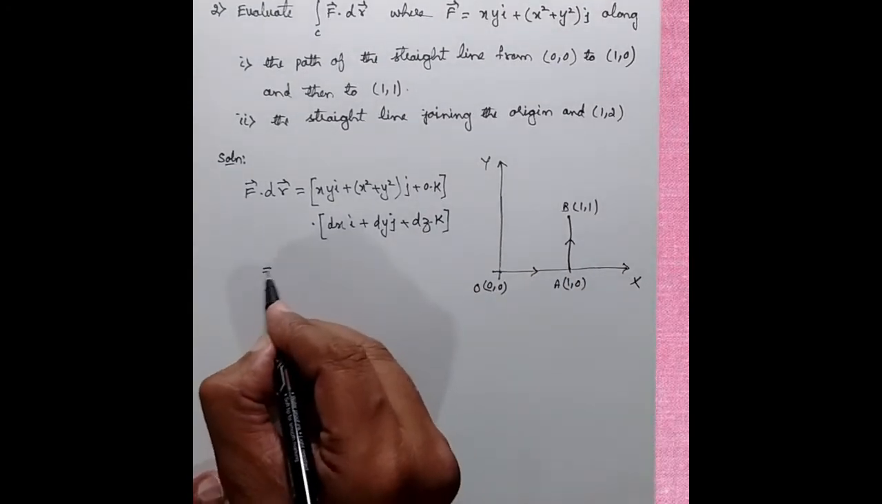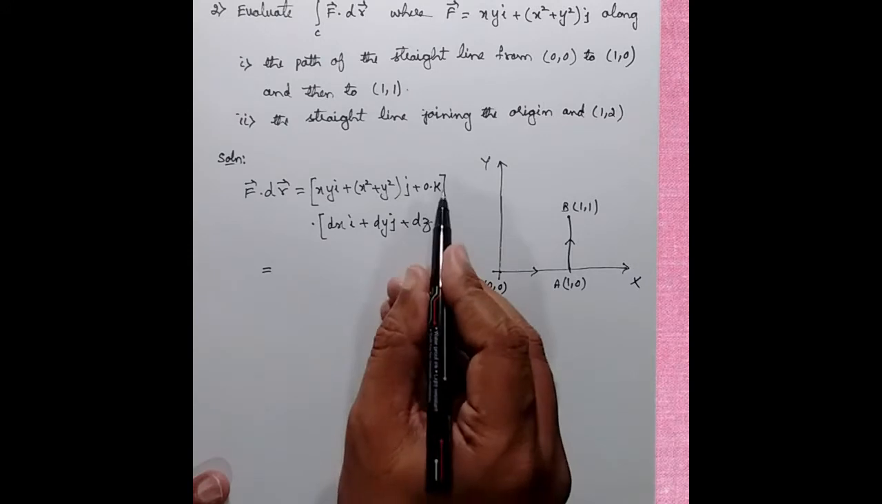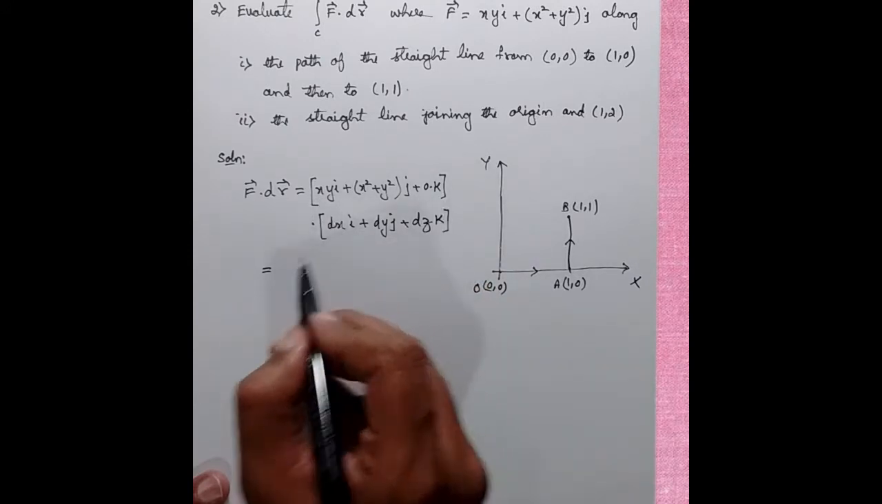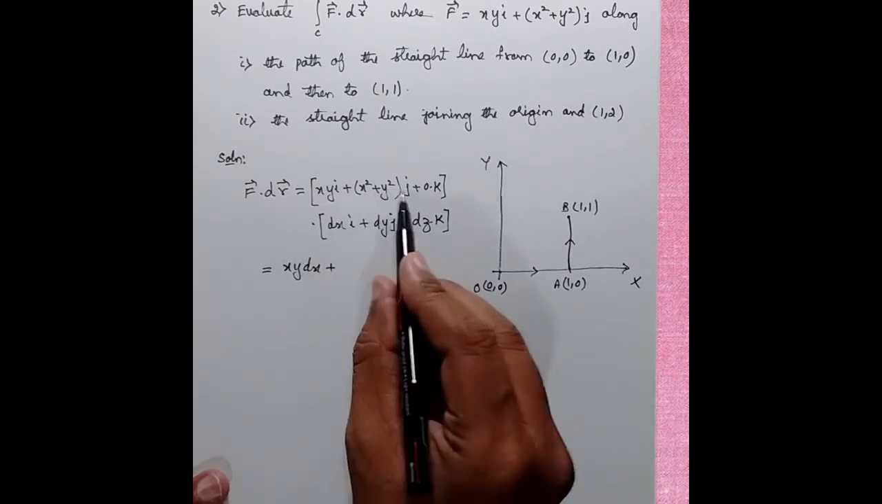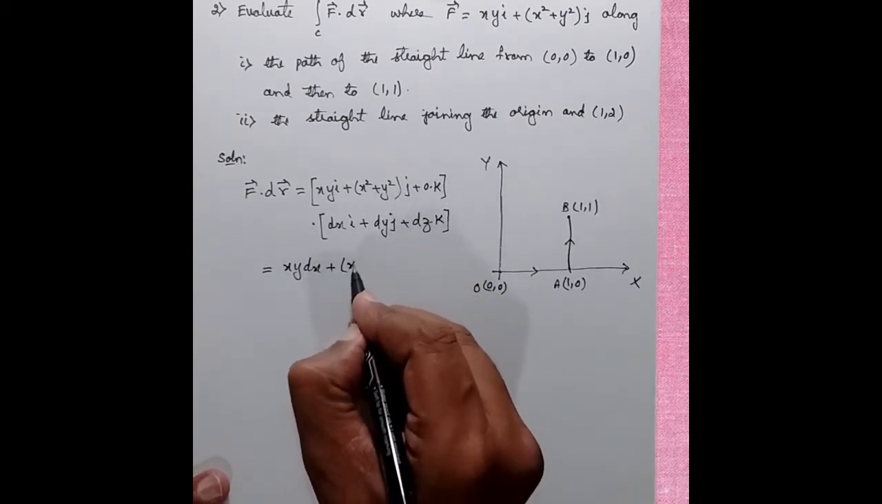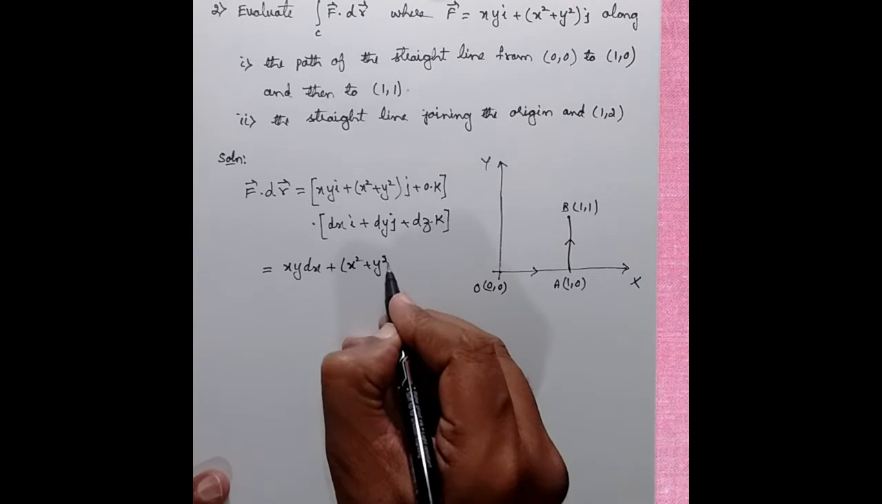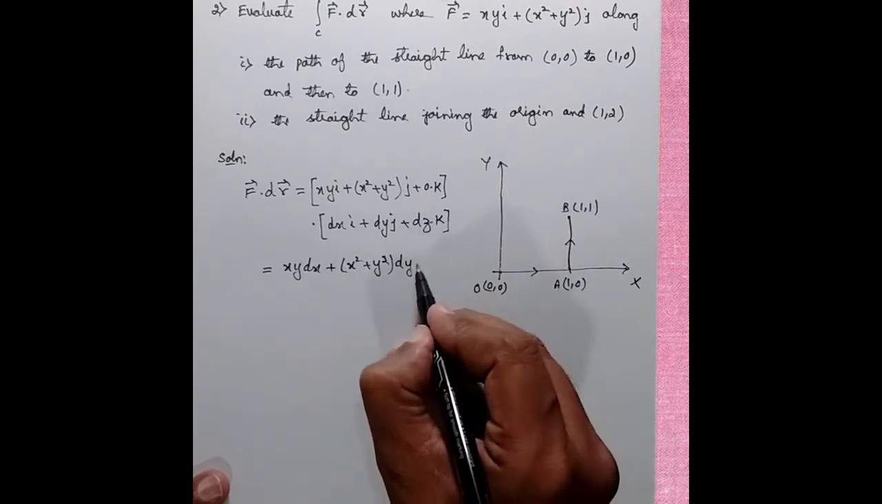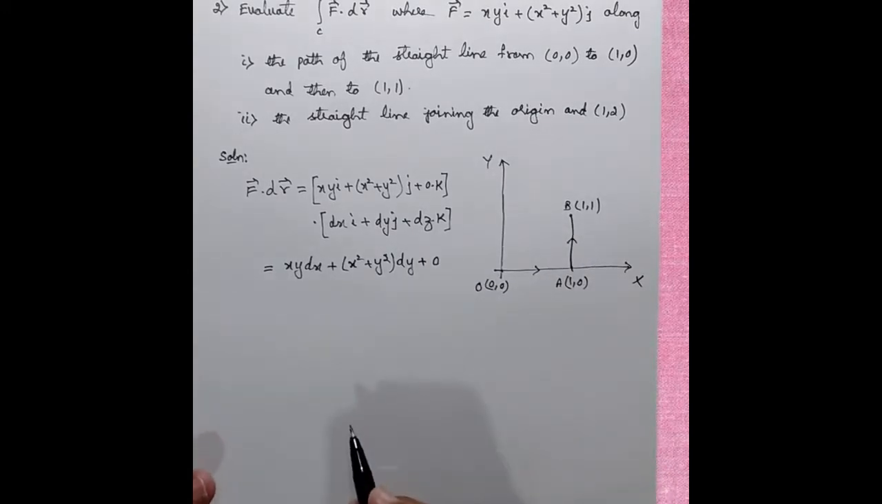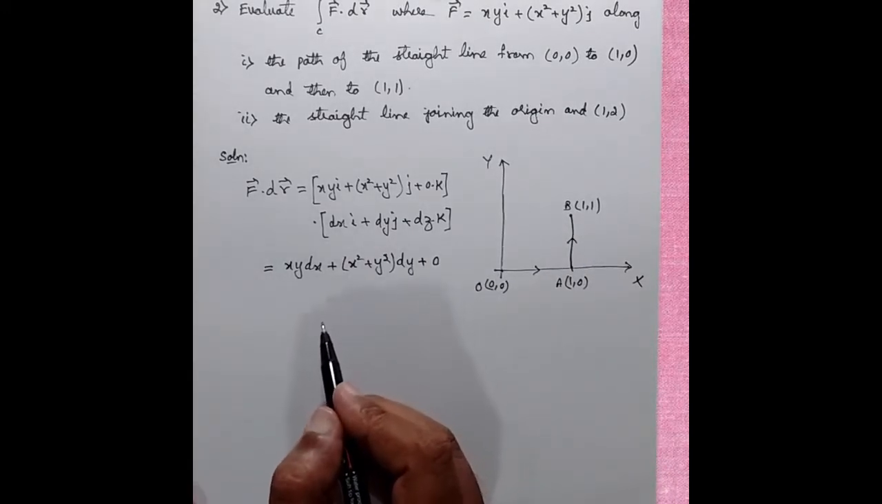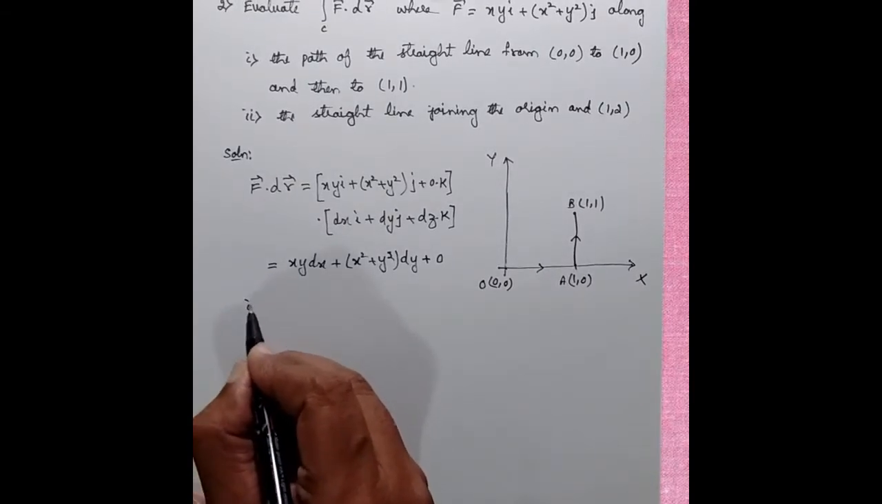Now you have to take the dot product: i dot i, j dot j and k dot k. So xy into dx will give xy dx. Next, j dot j will be 1, so we get (x² plus y²) times dy. Next, 0 into dz will be 0 itself. So you got the value of vector F dot dr. Now let us move on to the first result.